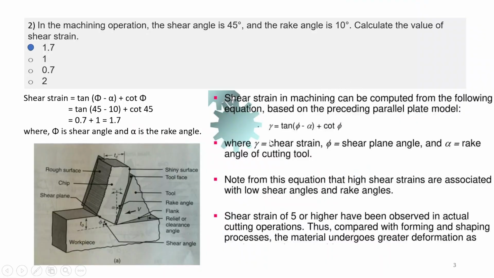The shear strain in machining can be computed from the following equation based on the parallel plate model. So gamma is equal to tan(phi minus alpha) plus cot phi. Here gamma is shear strain, phi is shear plane angle and alpha is rake angle of the cutting tool. Note from this equation that high shear strains are associated with low shear angles and rake angles. Shear strains of 5 or higher have been observed in actual cutting operations. Thus, compared with forming and shaping processes, the material undergoes greater deformation.